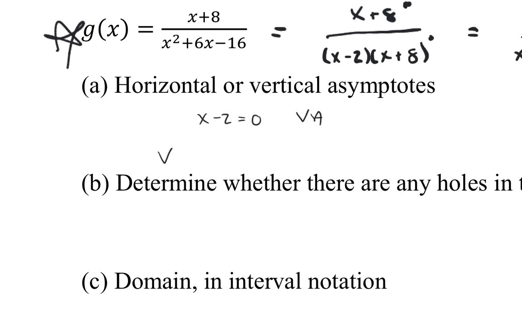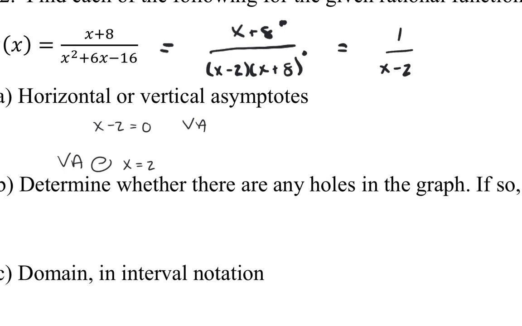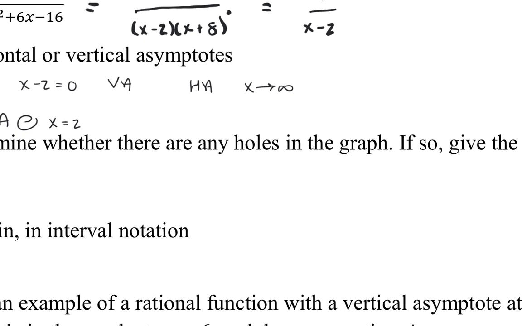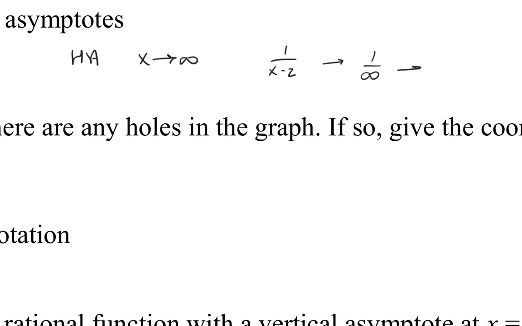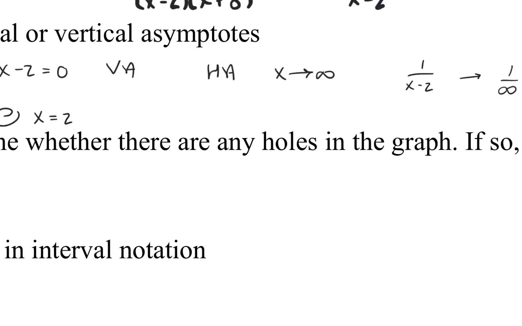So that means our vertical asymptote is at x equals positive 2. Now our horizontal asymptote will be what happens as x goes to infinity. So if we're looking at 1 over x minus 2, as x goes to infinity, we're going to get closer and closer to 1 over infinity, which is going to become 0. So our horizontal asymptote is going to be at y is equal to 0.